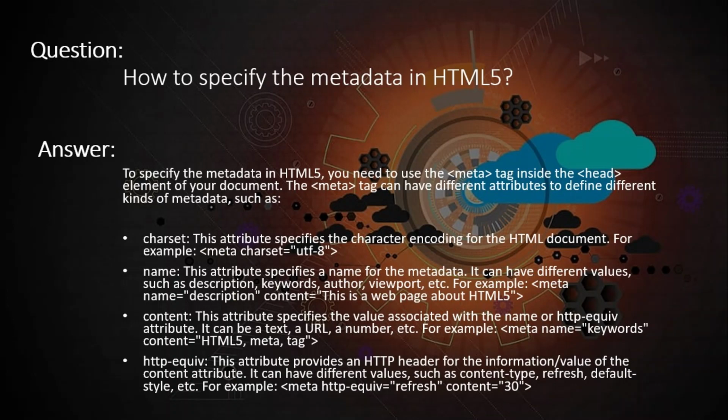HTTP equiv. This attribute provides an HTTP header for the information/value of the content attribute. It can have different values, such as content type, refresh, default style, etc. For example, meta HTTP equiv equals refresh content equals 30.